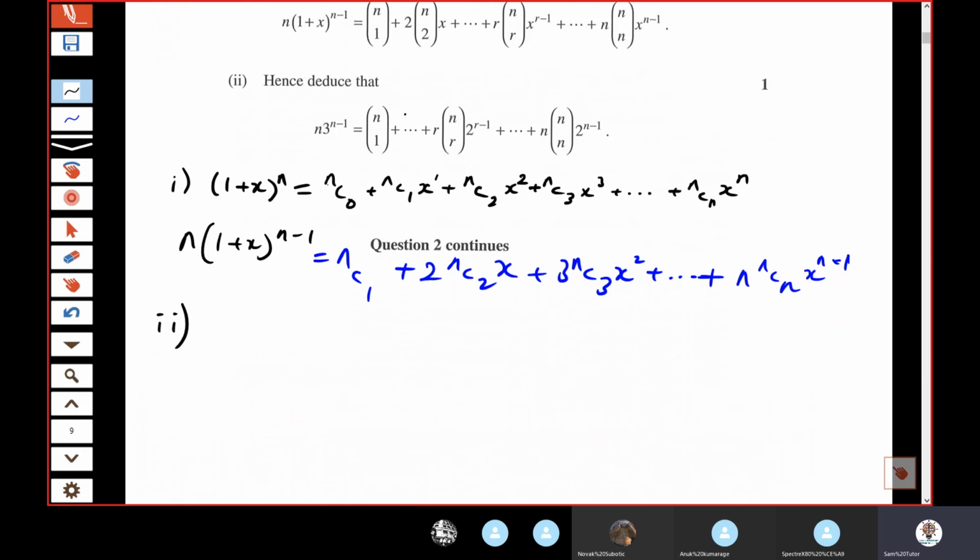All right, hence deduce. Look at it. What do we reckon? What's happened? Compare. Keep looking. Emily, you think you can see it? Don't say no. You want us to take a guess? Look at this, and look at that.